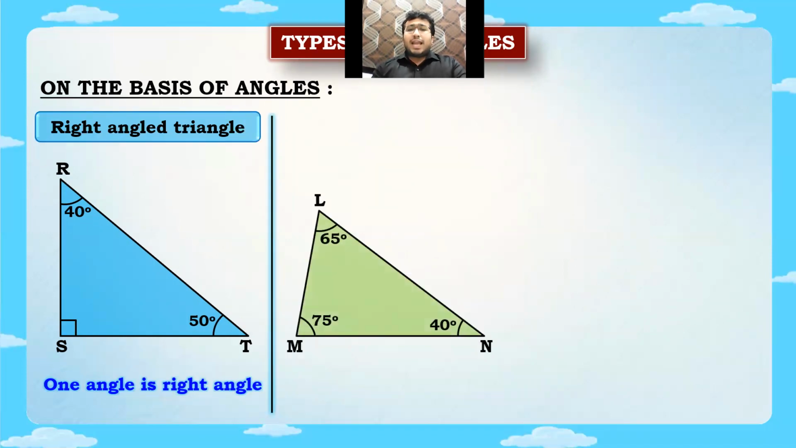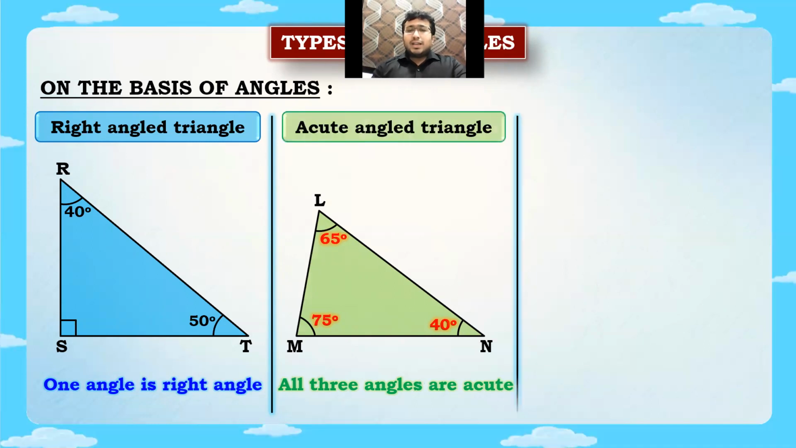Next, we have triangle LMN. Measure angle L is 65°, M is 75°, and N is 40°. So students, when all three angles are less than 90, that means all three angles are acute angles. What do you mean by acute angle? All angles are less than 90. So when all three angles are acute angles, it is called an acute angle triangle.